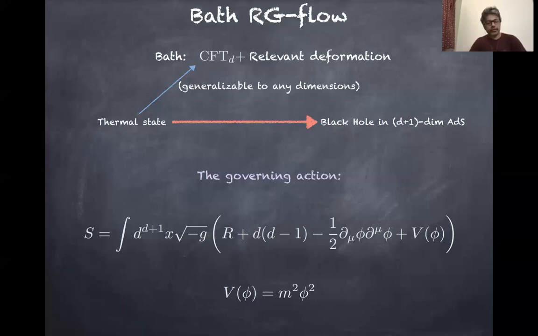And the way to introduce a relevant deformation to such a scenario is very standard. So for example, if you take an action of this kind that is written here, I have of course suppressed the factors of G Newton, and I have set the AdS curvature scale to 1. But this basically says that if I did not have the scalar part, I would have an AdS geometry, in fact AdS-Schwarzschild geometry. But if you have the scalar, you could still have an asymptotically AdS geometry, but the scalar might back react and change the interior of the geometry. So you could still have a black hole, but it will not be a simple AdS-Schwarzschild black hole in terms of geometry. In terms of the dual, CFT plus relevant deformation, what it says is that you will change the thermal state of the bath, basically.